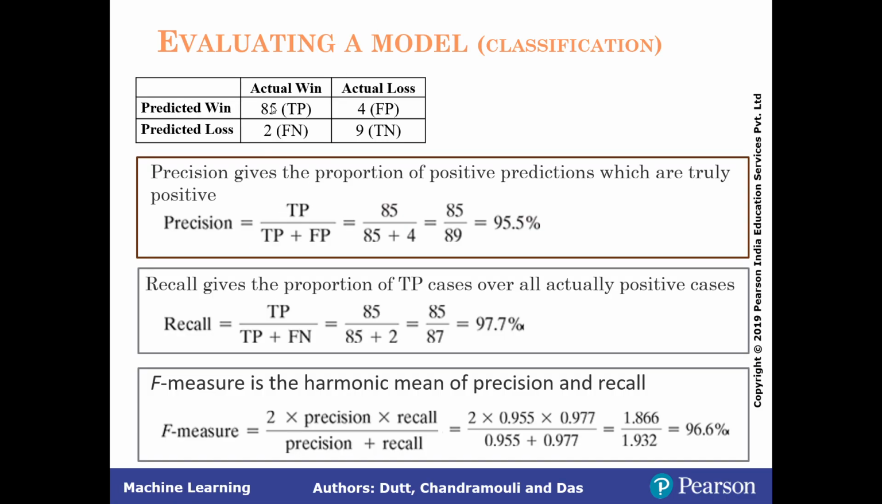Here you can see it is nothing but both actual and prediction being correct. For winning only we are doing it, so true positive by the complete prediction of winning: 85 plus 4. Yes, this is the precision. And recall is with respect to the complete actual thing, so 85 plus 2 here. F measure is calculated as 2 into precision into recall by precision plus recall.